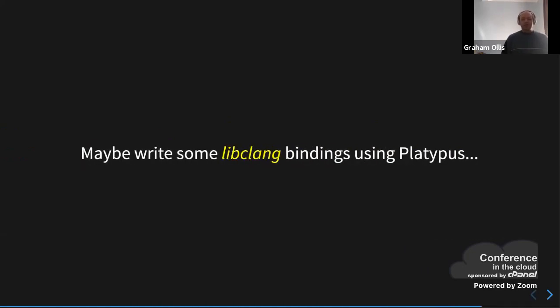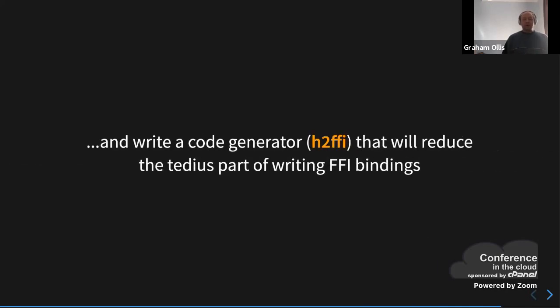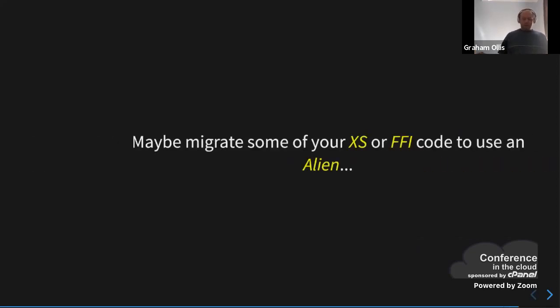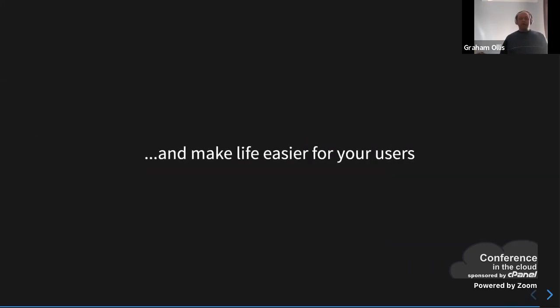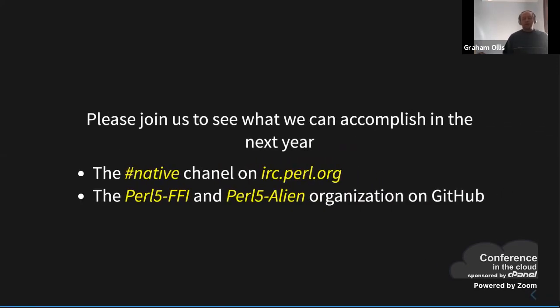What about next year? Maybe somebody could write some libclang bindings. And we could write a code generator to make writing FFI bindings with lots of functions less tedious. Maybe you can migrate your XS or FFI code to use an Alien and make it easier for your users to install. If you're interested in Alien and Platypus Tech, please join us on the native channel on IRC or the appropriate project organizations on GitHub.